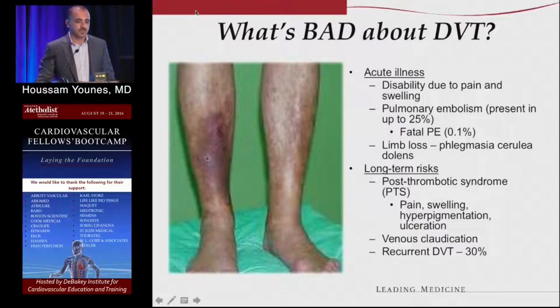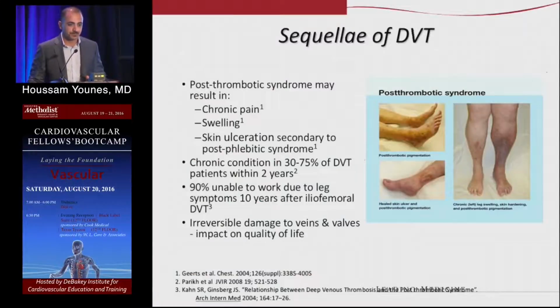So what's bad about DVT? Acutely, it causes disability. It causes swelling and pain of the legs. It can break and cause pulmonary embolism in 25 to 30% of those patients, or it can cause compartment syndrome, also called phlegmasia, which causes limb loss. And the long-term risk of DVT is post-thrombotic syndrome, which is pain, swelling, hyperpigmentation, and ulceration, also venous claudication.